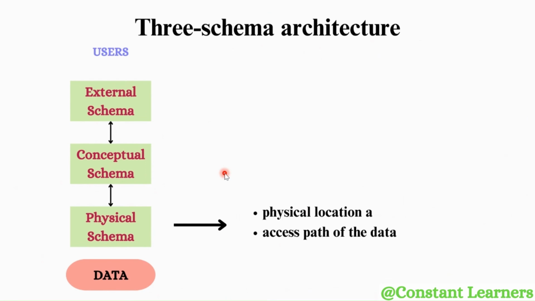And internal schema or physical schema, it is focusing more on the physical location of the data and the access path of the data, the files where the data is stored in, right? To understand this in detail, you can watch that video, the three schema architecture. I will link it above. All right, I hope that the three schema architecture is already clear, and I also hope that everything that we've discussed in this video is also clear.